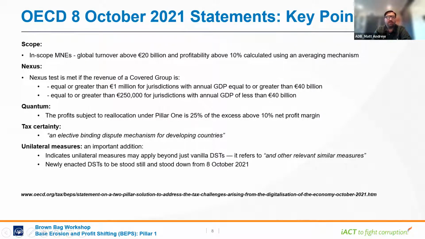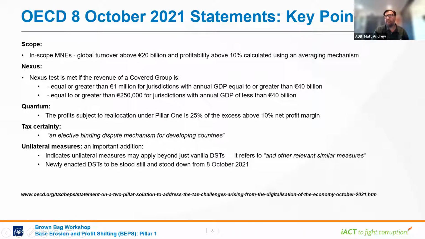And no newly enacted digital services taxes or other relevant measures will be imposed on any company from the date of the October statement, which is the 8th of October, and until the earlier of 31 December 2023, or the coming into force of the multilateral convention. So those are just some key parameters that were agreed in October.